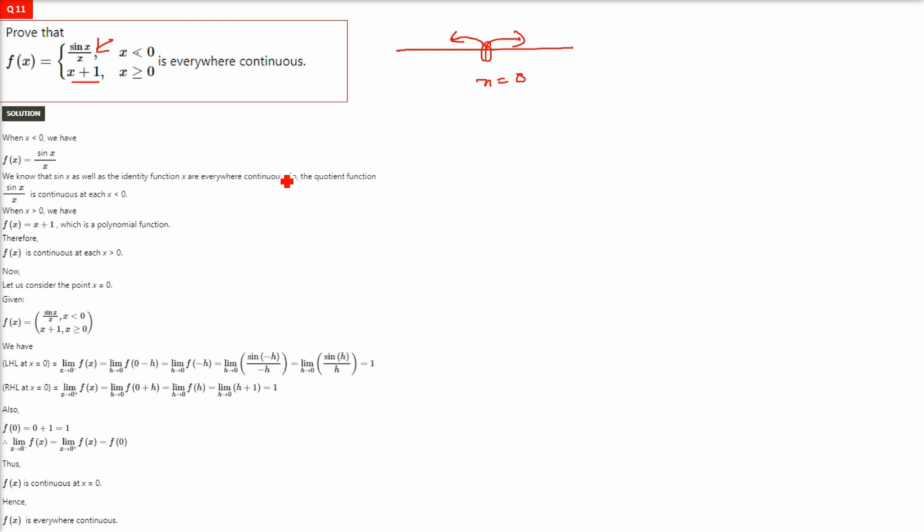The first thing is individual functions we have to see. First is sin x, and it is divided by x. So this is p by q form, a quotient function. Now we have just discussed that sin x is continuous everywhere. Sin x is divided by x, which is an identity function. So x is an identity function, sin x is a trigonometric function. They both are individually continuous everywhere. So the division, that is the quotient function sin x by x, also is continuous at each x. Okay.